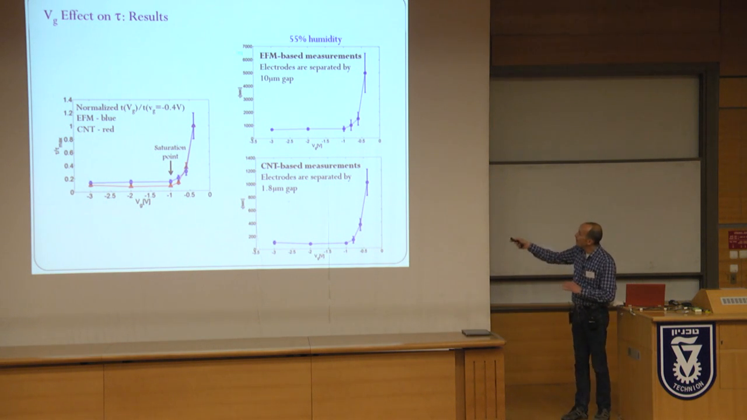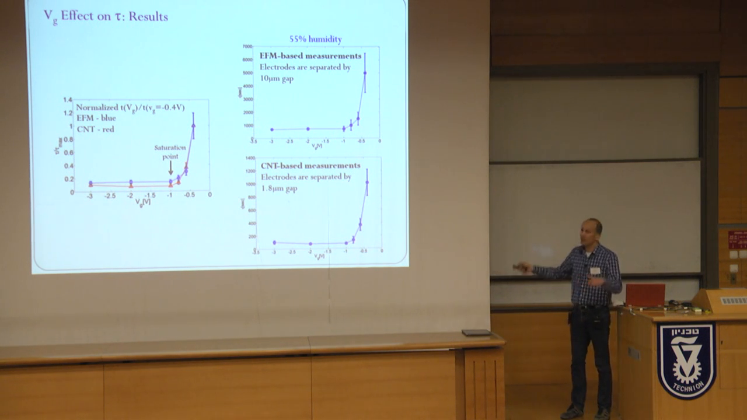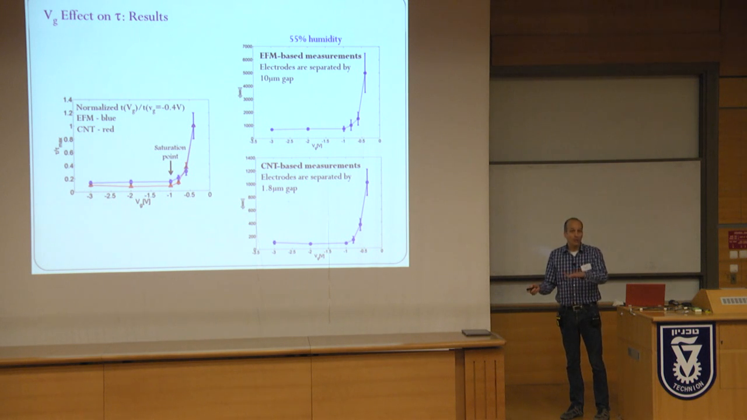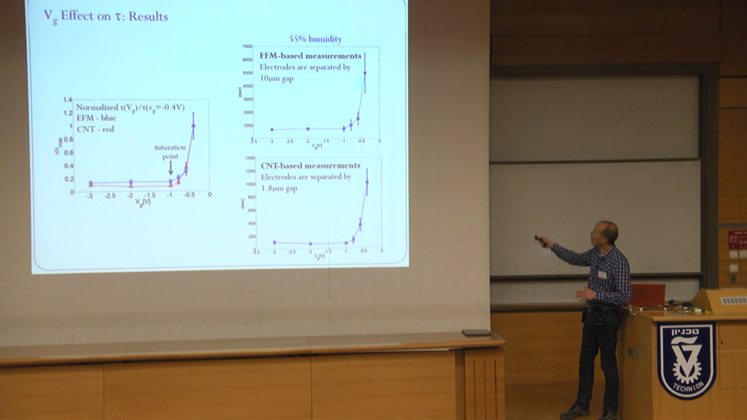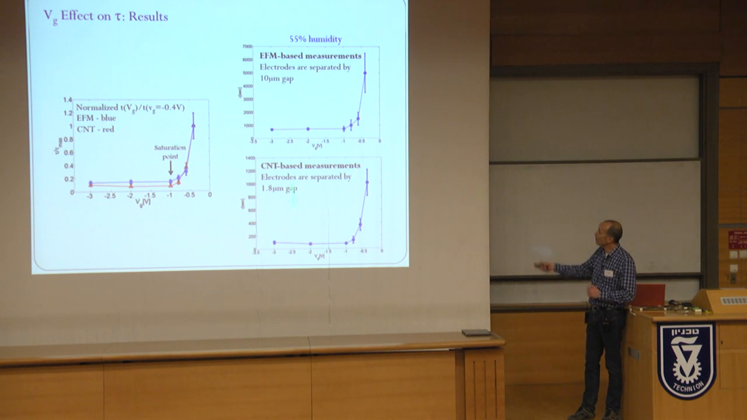You can look here: tau as a function of gate voltage. You can see that when the gate voltage is quite high, you get a constant tau. But when the gate voltage becomes smaller and smaller, you can see that the tau increases. Meaning, which is very weird, in linear response it cannot be. And you can see the same phenomenon. So this is from the EFM-based measurement, and this is from the CNT-based measurement.